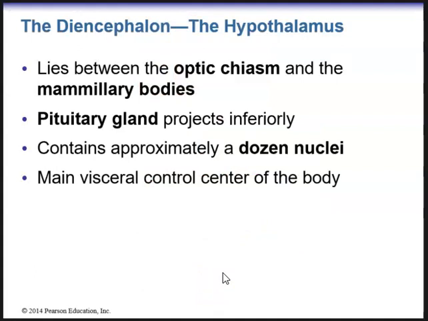And then we have the hypothalamus. The hypothalamus lies between the optic chiasm and the mammillary bodies, with the pituitary gland projecting inferiorly. The hypothalamus contains approximately a dozen nuclei. It is the main visceral control center of the body.